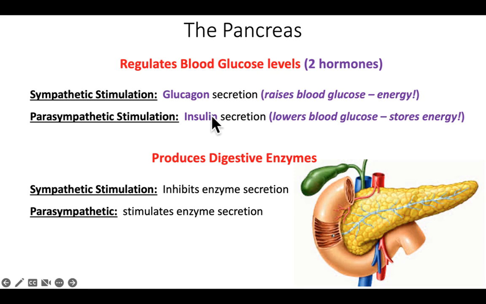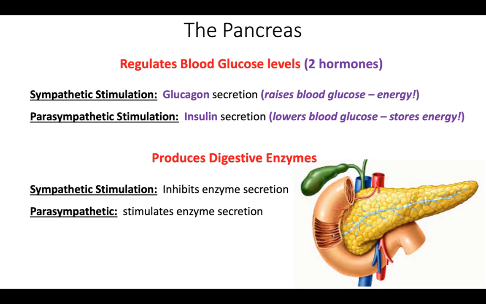Insulin does the opposite of glucagon. Insulin's a hormone produced by your pancreas that lowers blood sugar. And what it ends up doing is taking the glucose out of the blood and storing it into cells, thus lowering blood sugar, lowering that energy source. So you can imagine if both these hormones are doing what they're supposed to do, you'll have the appropriate amount of glucose in your bloodstream. So glucagon raises blood sugar, insulin lowers blood sugar. Glucagon is stimulated by sympathetic neurons. Insulin is stimulated by parasympathetic neurons.